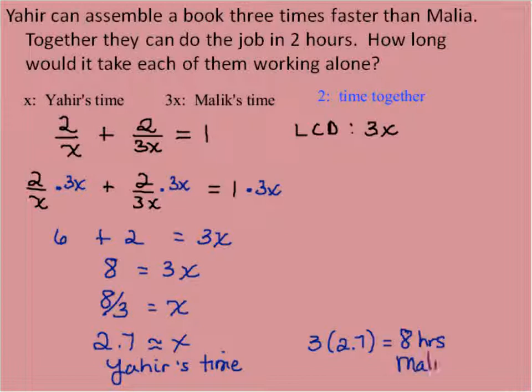Now, guys, I do have to tell you that 3 times 2.7 isn't 8 exactly. I did 3 times that whole decimal on my calculator, so that gives me 8. Or 3 times 8/3, you're going to get 8. So that's how I got exactly 8.